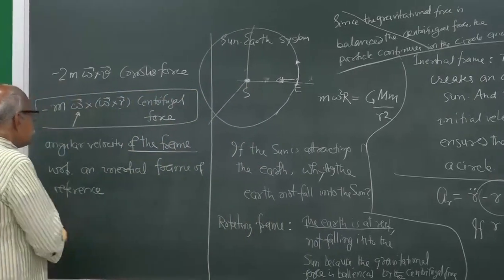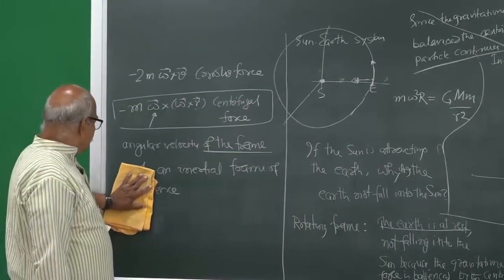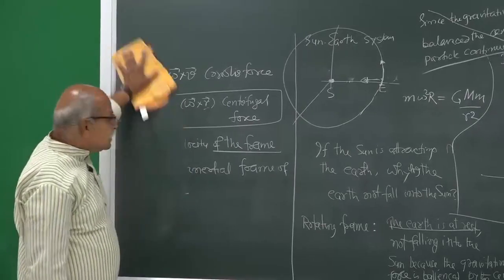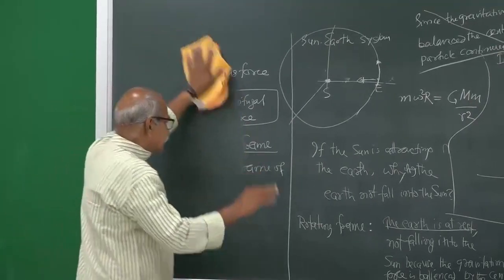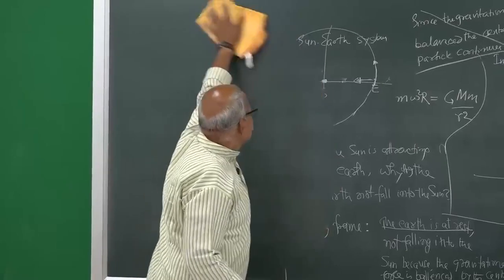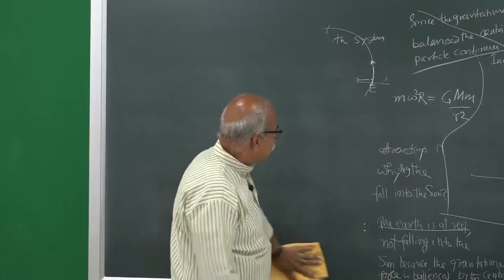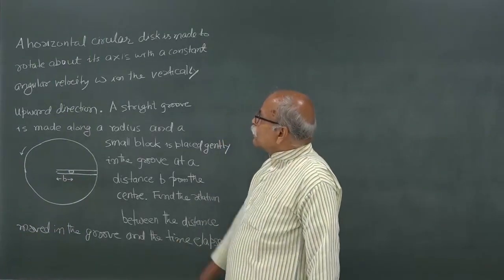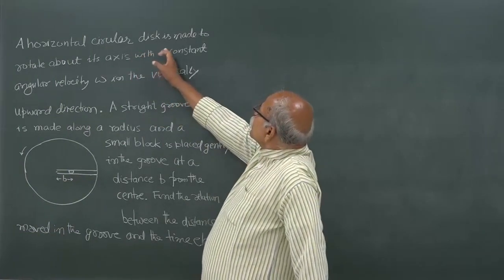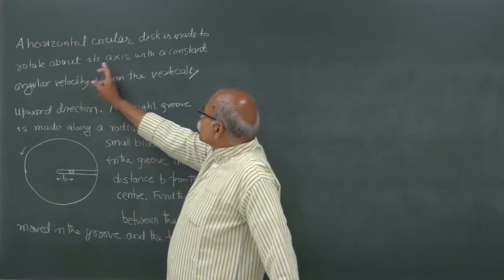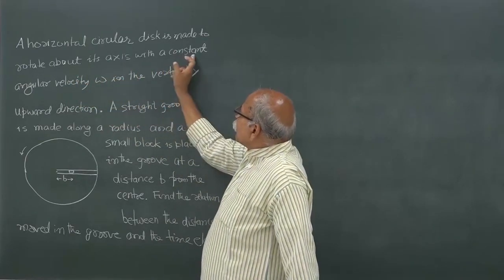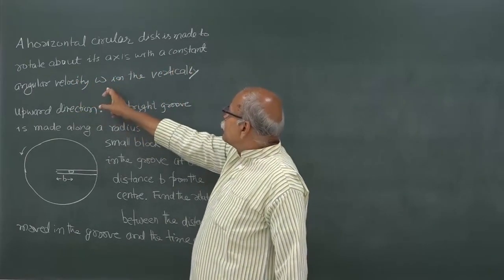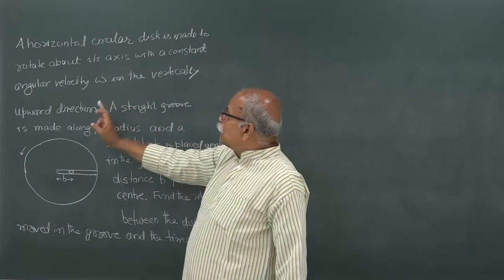Okay. So, let me do a problem and we will have some practice on this rotating frame of reference and centrifugal force. So, here is the question: a horizontal circular disc is made to rotate about its axis with a constant angular velocity omega in the vertically upward direction.